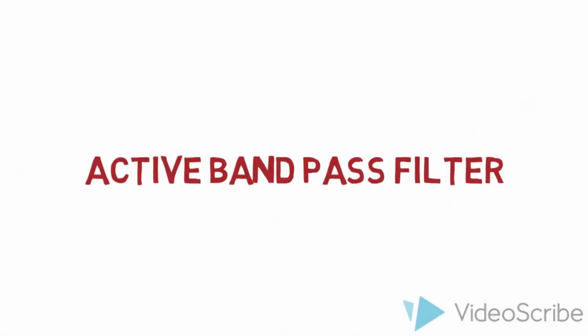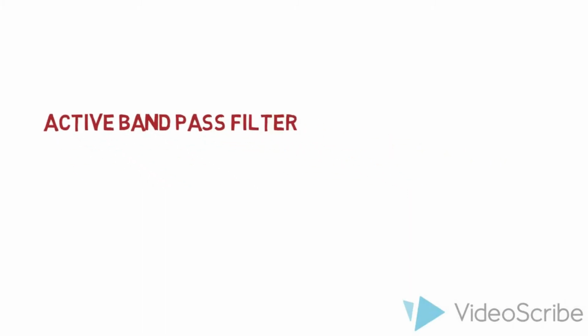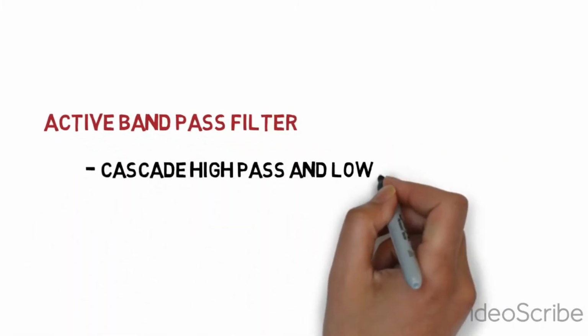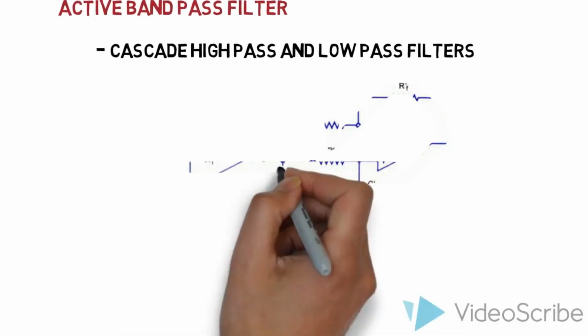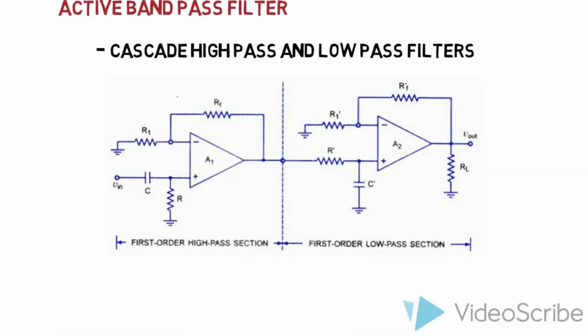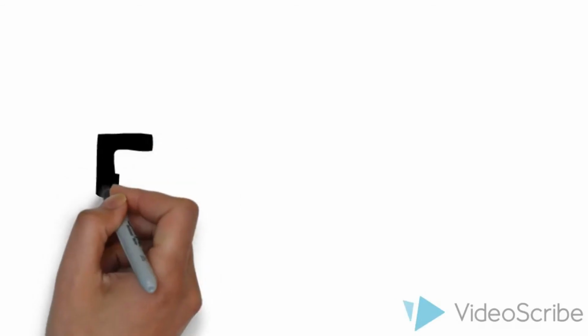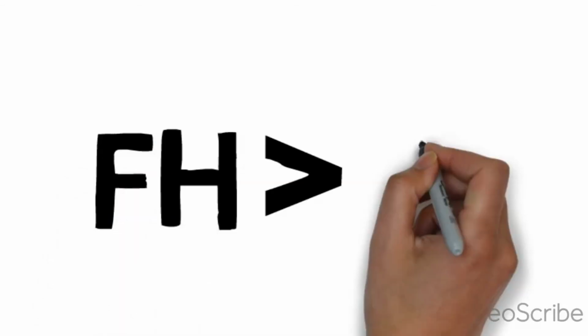Proceed to the active band pass filter. It can be easily constructed by cascading high pass and low pass filters. This circuit is an example of a band pass active filter. Take note that the FH of the low pass filter must be higher than the FL of the high pass filter.